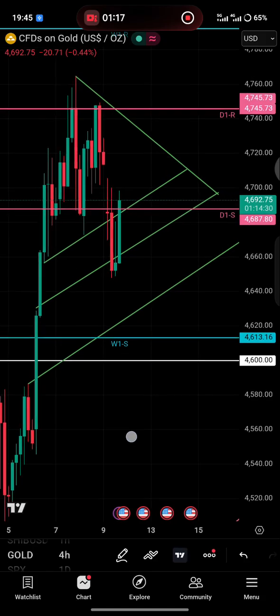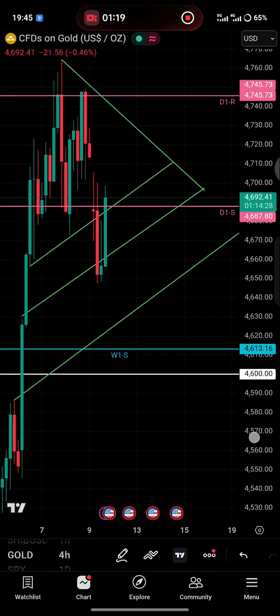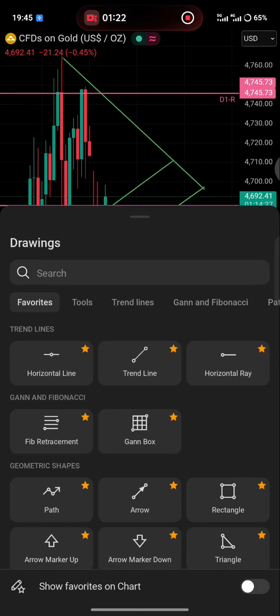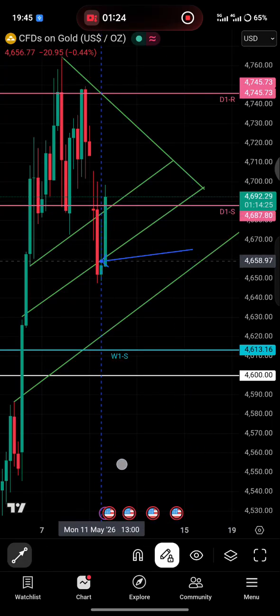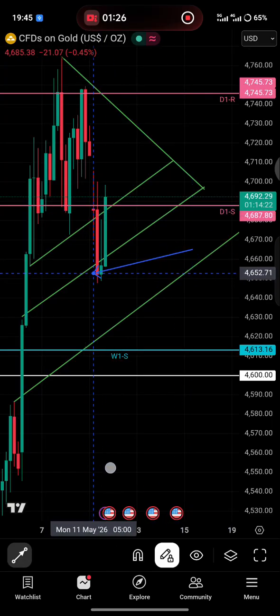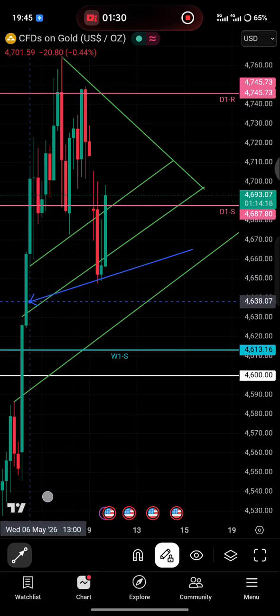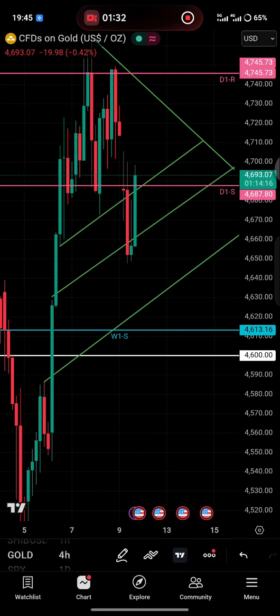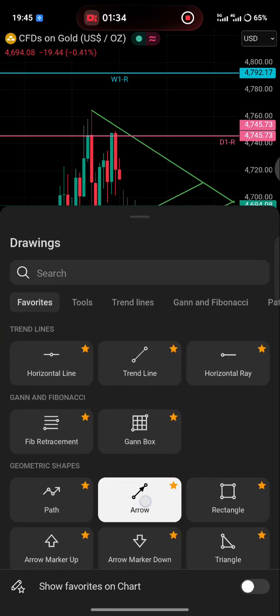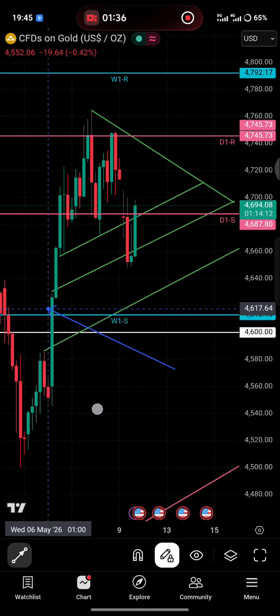And as you can see also that it has pushed down, right? Dropped down all the way to this border of the triangle here before forming a bullish price action and filling this gap, right? But there is still one gap that is not filled yet. As you can see, this gap over here, right?